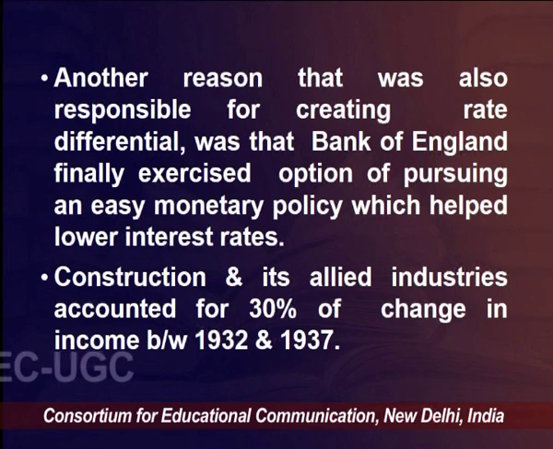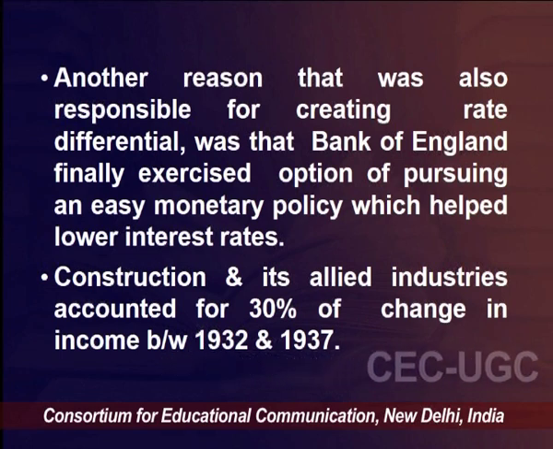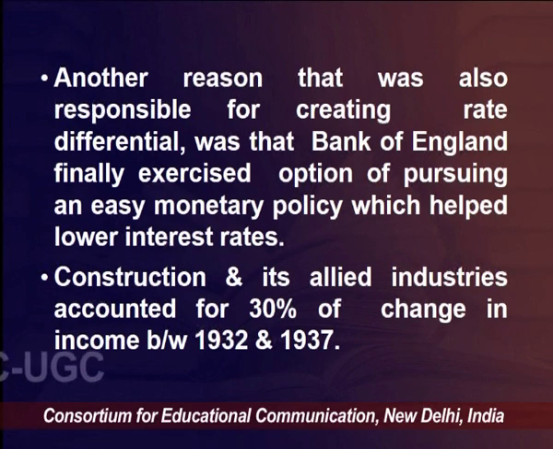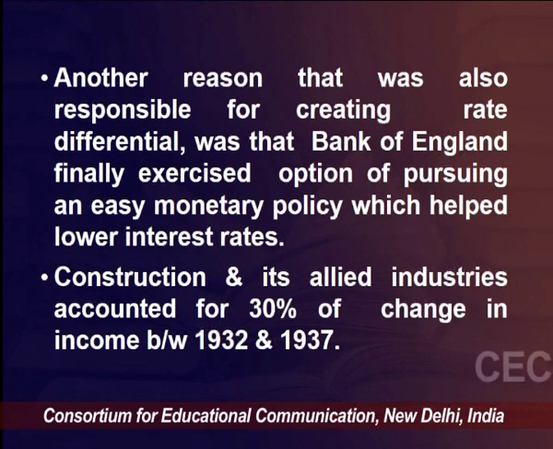And among the other factors, it was also because of the creation of the rate differential, and the Bank of England finally exercised the option of pursuing an easy monetary policy, which helped lower interest rates. Because of this, the construction and its allied activities or industries accounted for 30% of the change in income between 1932 and 1937.